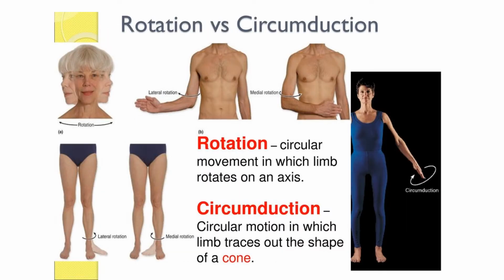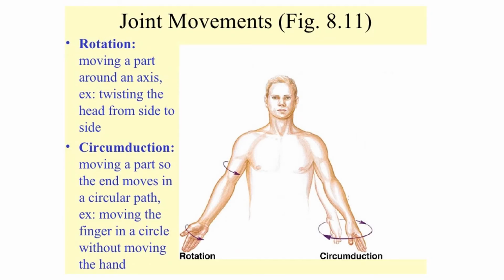Okay, rotation and circumduction. All right. So I do want to show this though. We have the lateral rotation. That's the circular movement in which the limb rotates on its axis. So we have the lateral, going away from the midline. Again, midline. All right. And then we have medial rotation going towards. And this is just rotation in terms of a person shaking their head. Okay. And then circumduction, just simply in a sense like a circle. All right. Next slide. Talking about rotation, circumduction.